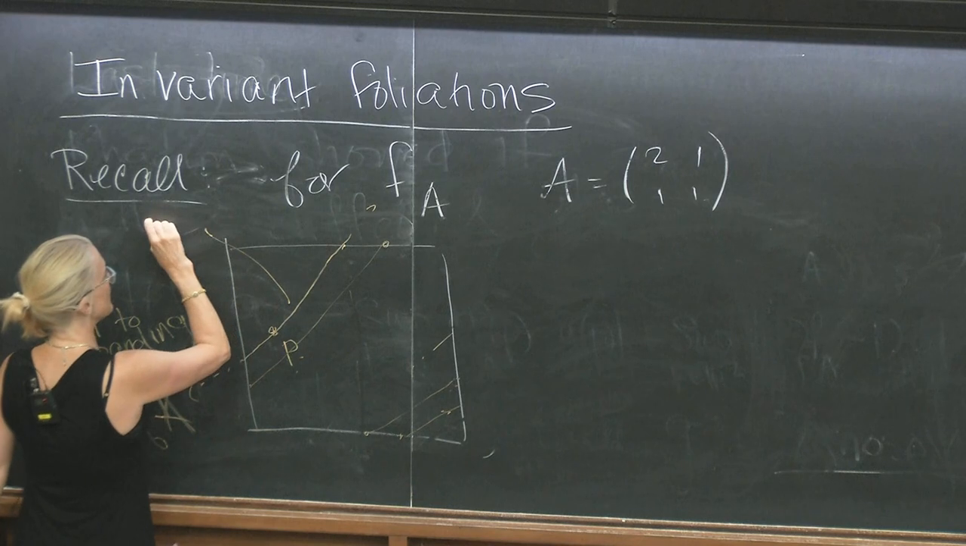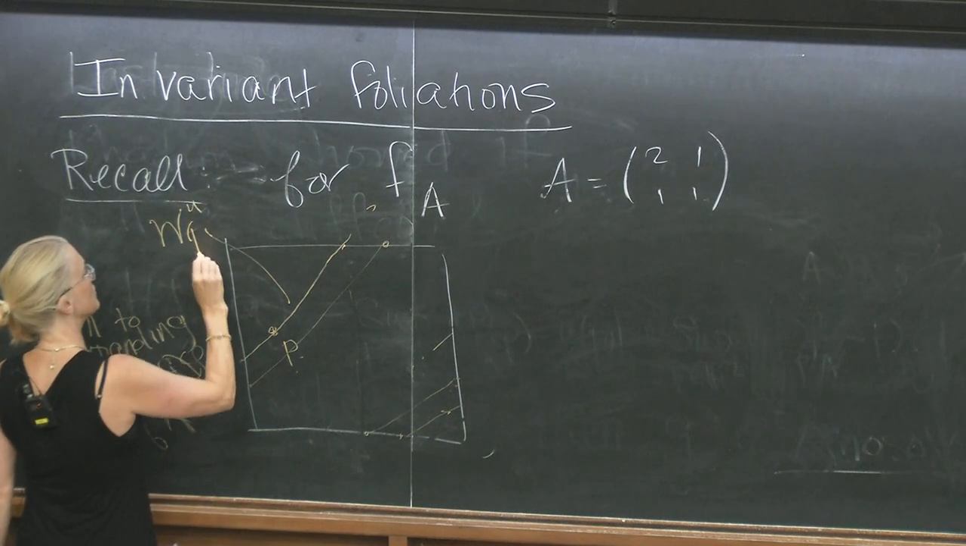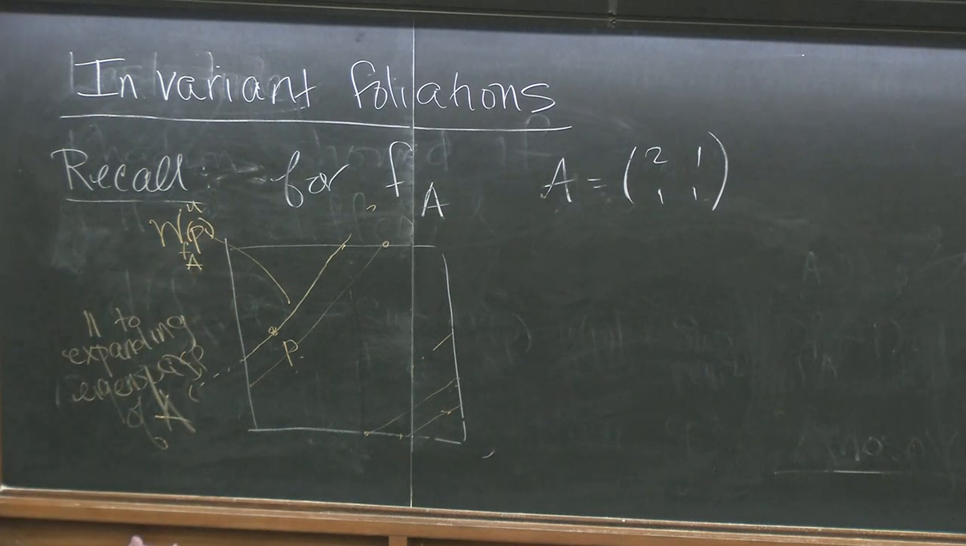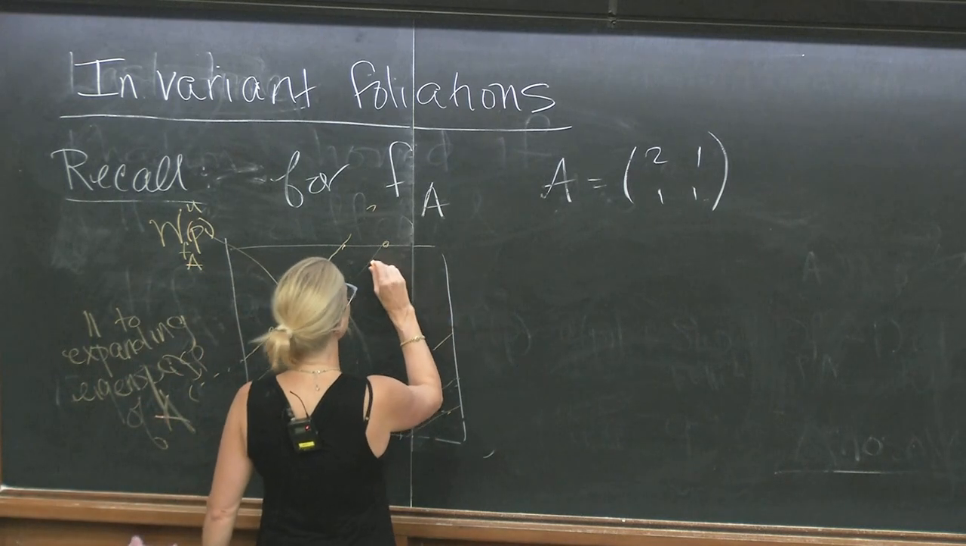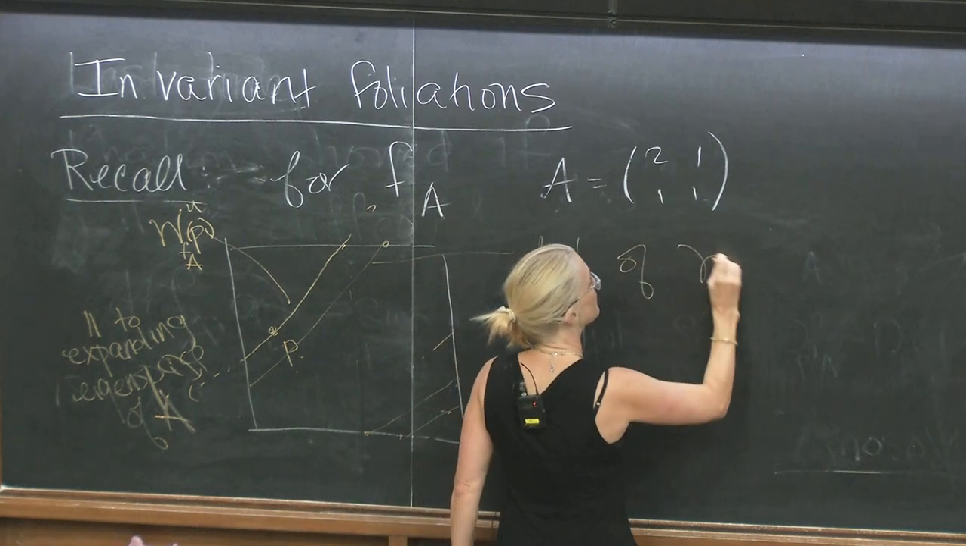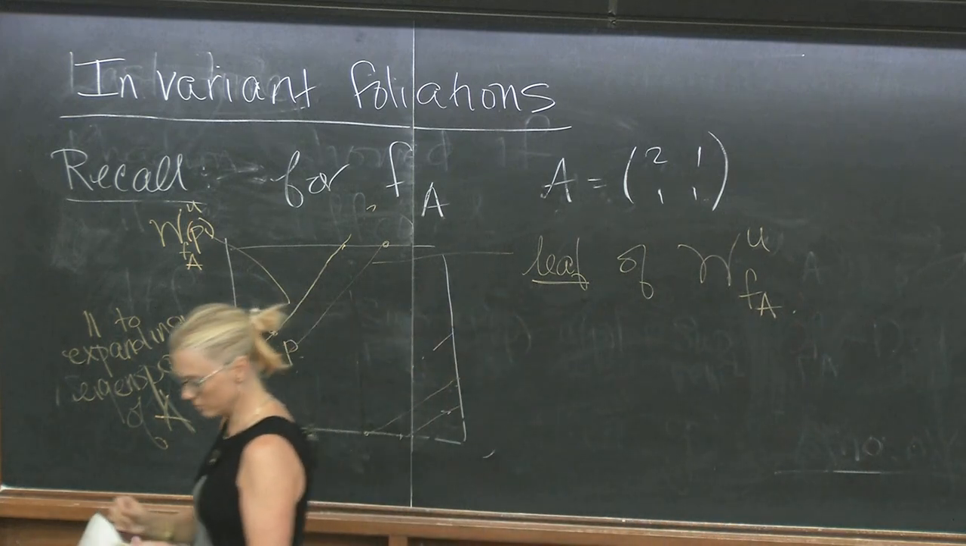And we call this line W^u of p, for the map f sub A. And that's called the leaf. This line is called the leaf of the unstable foliation W^u of f sub A.